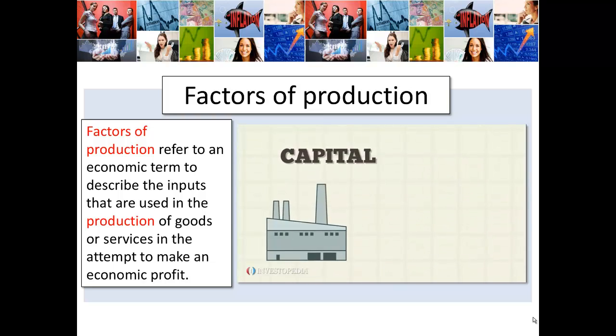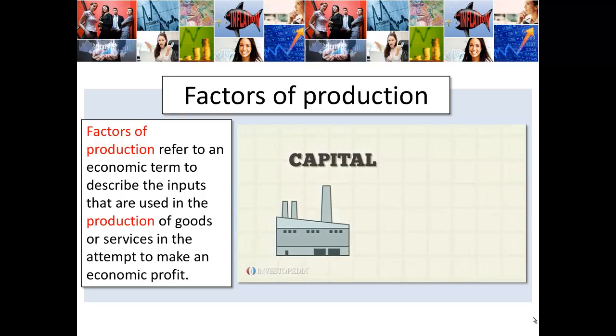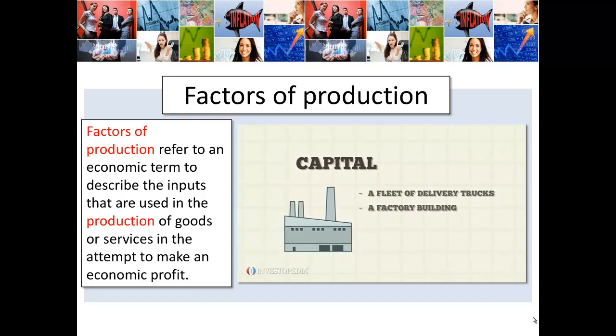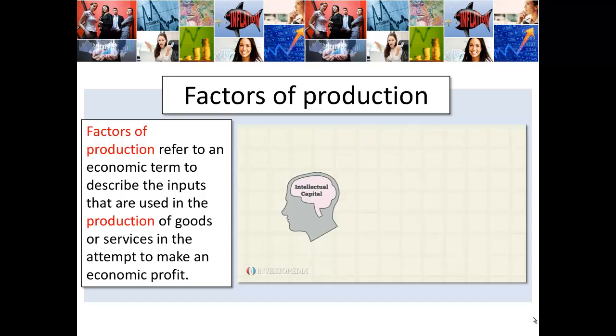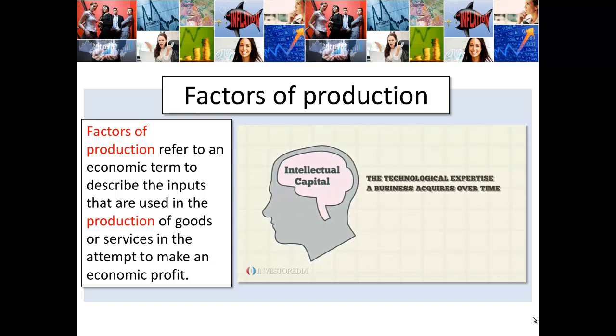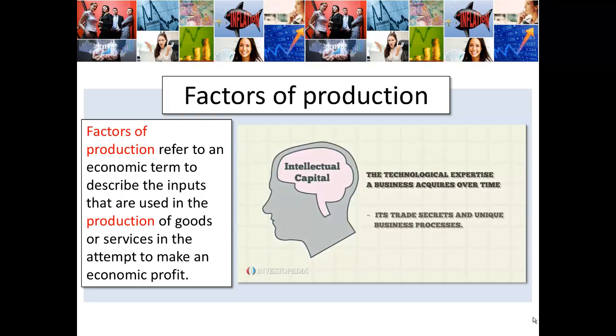Capital refers to the buildings, machines, and tools used in the process of production. Capital is anything from a fleet of delivery trucks, to a factory building, to a printing press, or a computer. Intellectual capital is defined as the technological expertise a business acquires over time, its trade secrets, and unique business processes.